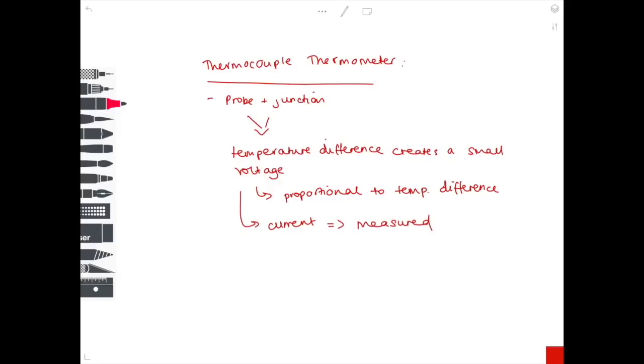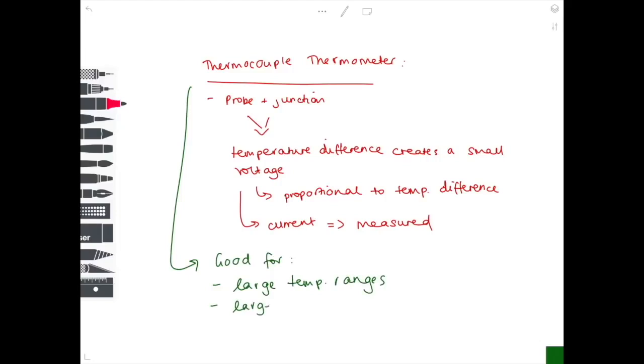When is a thermocouple thermometer a good thermometer to use? Well, it's good when you have large temperature ranges and high temperatures to measure. It can also create rapid readings, and so that's useful when the temperature varies rapidly. So let's make a note of that now. So good for large temperature ranges, large temperatures in general, and for when the temperature varies quickly, as it takes rapid readings.